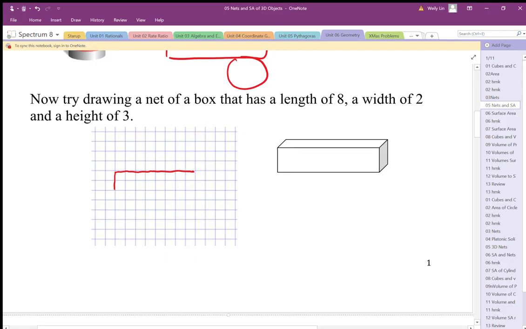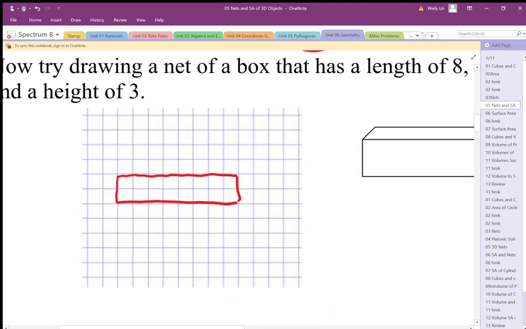Okay, so there's going to be the bottom surface. It has a height of 3. Okay, it's 3 this way. I'm just going to slide that over a little bit. Slide that over a bit. Okay, so that's going to be my end pieces.